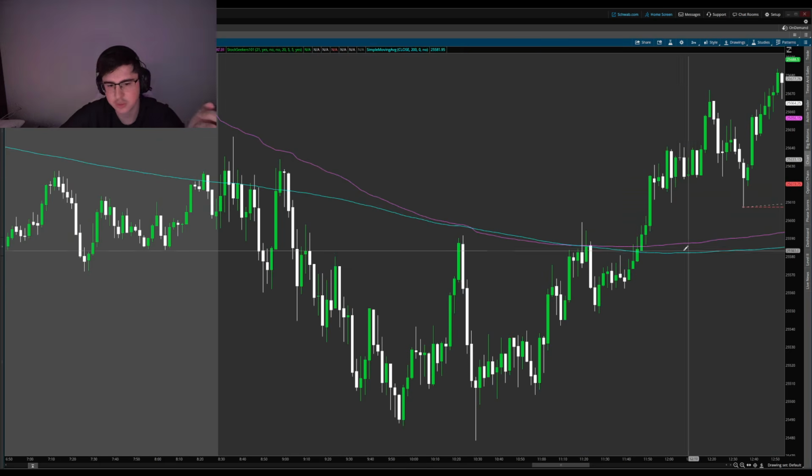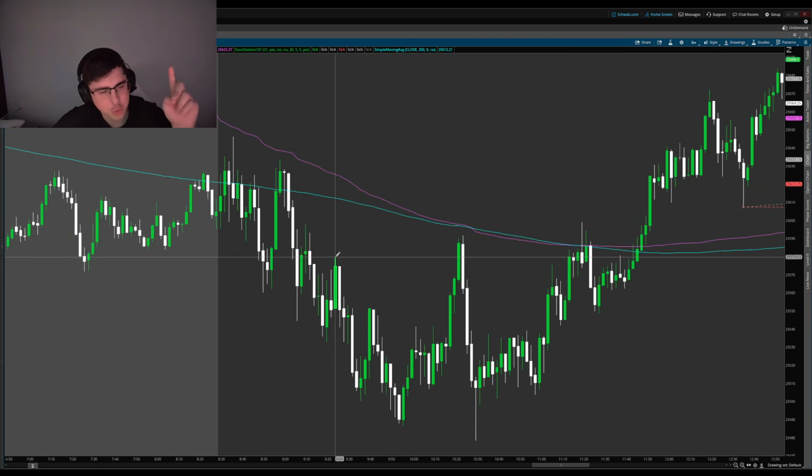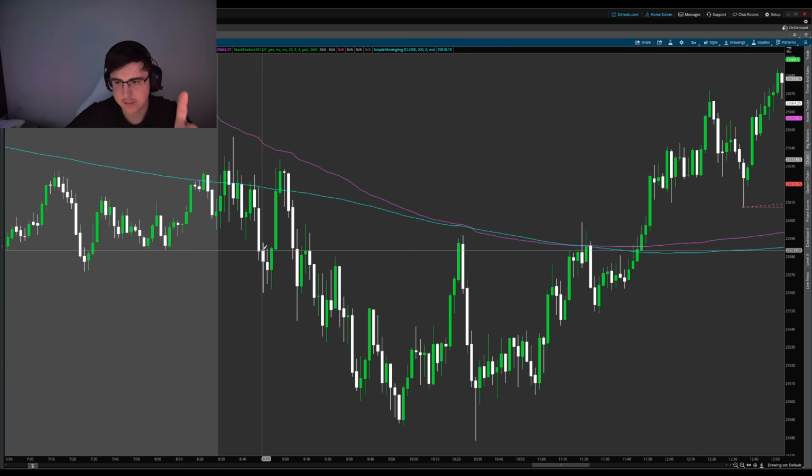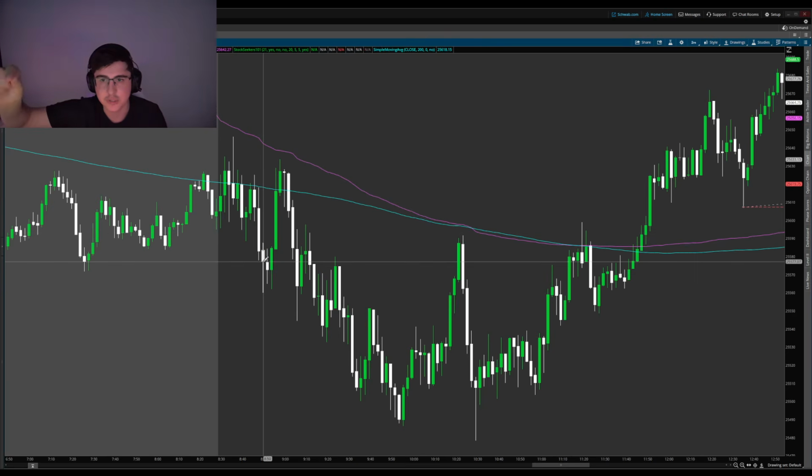So every 1 point is $20 on one NQ contract. If it goes from 25,644 to 25,645, that's 1 point, which is $20 in or against your favor on one NQ. Now, MNQ is $2.50 per point. And that's why 10 MNQs represent 1 NQ. And you go from there.